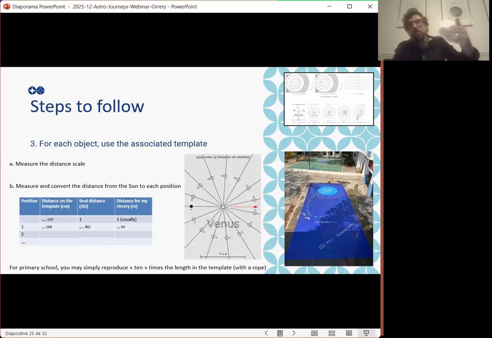So what we do, we provide you with the positions for each object, the position along the orbit for one revolution. So now you have to work position by position. You compute the distance from the sun to the position here, and you convert it into the distance for your orrery. So my advice is to start with the template, convert into astronomical units with the scale here, and then convert to the distance in your orrery with the scale that you have decided.